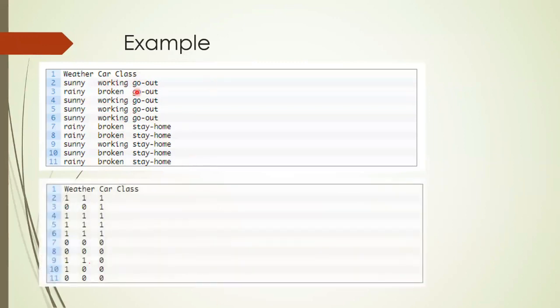So we translate this into numerical format, because machine learning doesn't calculate based on this. We call this pre-processing. That means before we apply machine learning, we need to translate the data into something the computer can understand, and computers understand numbers. So sunny is 1, rainy is 0. For the car, working is 1 and broken is 0. For the class, go out is 1 and stay home is 0.